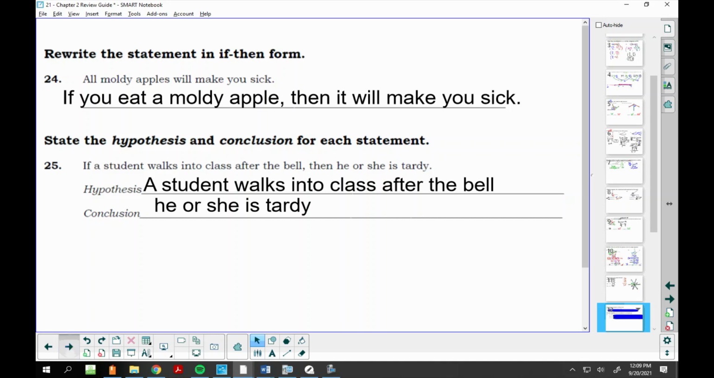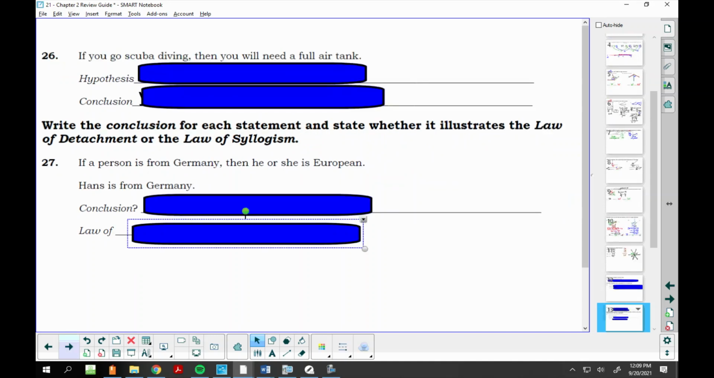All right. If you go scuba diving, then you will need a full air tank. So again, the hypothesis is after the if. You go scuba diving.